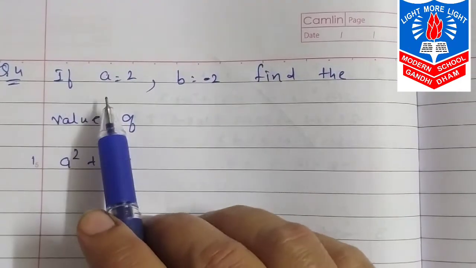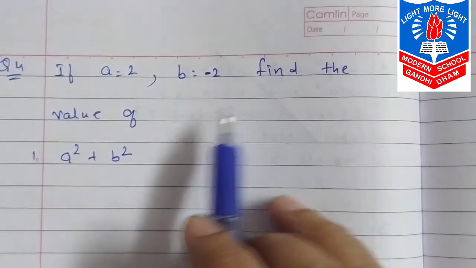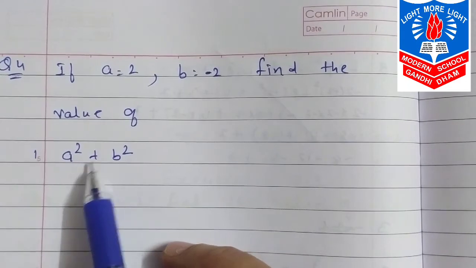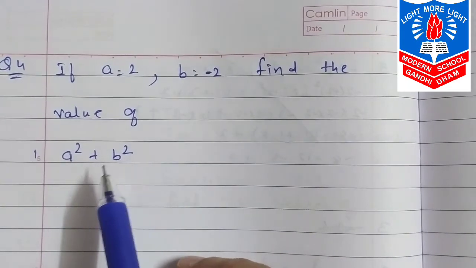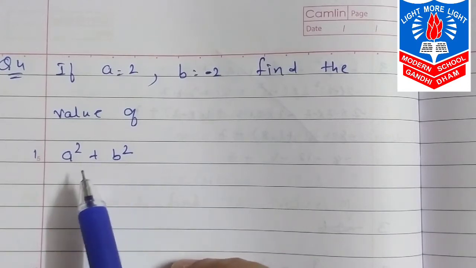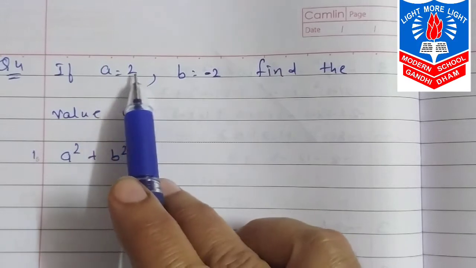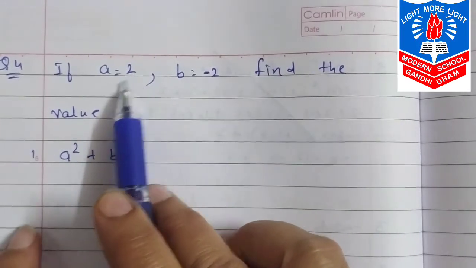Yes, question number 4. If a is equal to 2 and b is equal to minus 2, find the value of the first one, a square plus b square. As in question number 2 and 3, we keep the value of a in place of a. हम a की जगह पे a की वैल्यू रख देंगे. So here a is equal to 2.